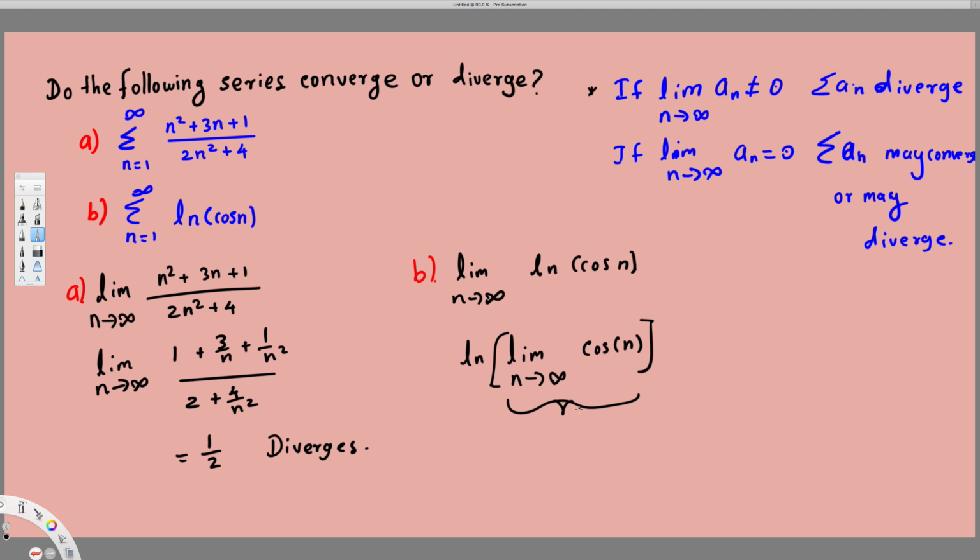does not exist. If it does not exist, it's definitely not equal to 0, right? Not equal to 0. So if it's not equal to 0, then it diverges. So this also diverges. So that's how we do these kinds of problems.